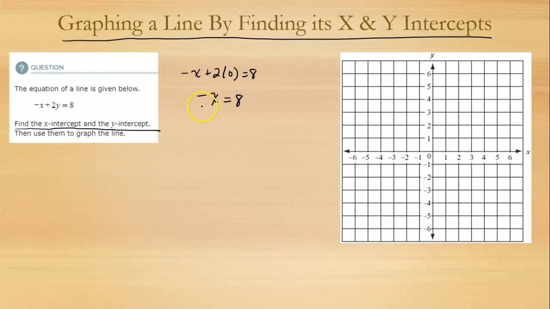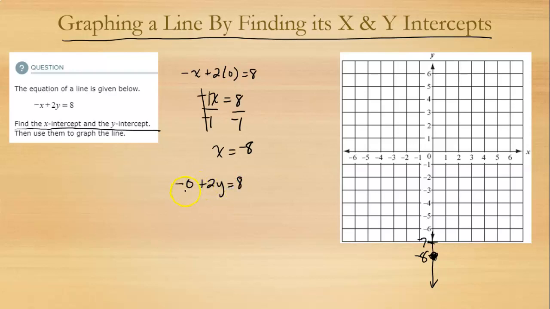-x equals 8. I can't leave that -1 there, so I'm going to divide both sides by -1 to isolate x. And so our x-intercept is -8, which I don't have enough room for, so I can extend this down. Sorry about that. There's -7, and so about there would be -8, and so there's my dot. To find my y-intercept, I make x equal to 0.